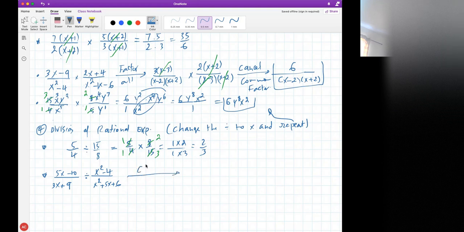That's right. Change the division to multiplication. So we can apply all this again, the same thing. So before you simplify, before you factor, before you do anything, just change the division into a multiplication. And we'll see what to do afterwards.